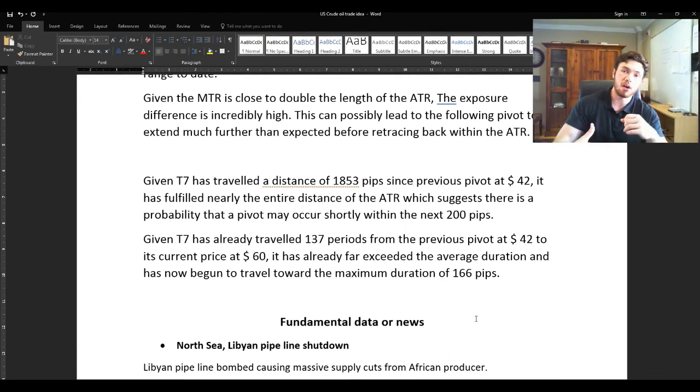So like I said to you, the ATR is 2,000 pips. So the last 7 trends have formed an average of 2,000 pips move. The current range is moving at 1,800 pips, which suggests that we're very close to the end of that average range, knowing that there's a high probability the price is going to pull back. Given that T7 has already traveled 137 periods from the previous pivot at $42, its current price at $60 has already far exceeded the average duration and has now begun to travel towards the maximum duration of 166 days.